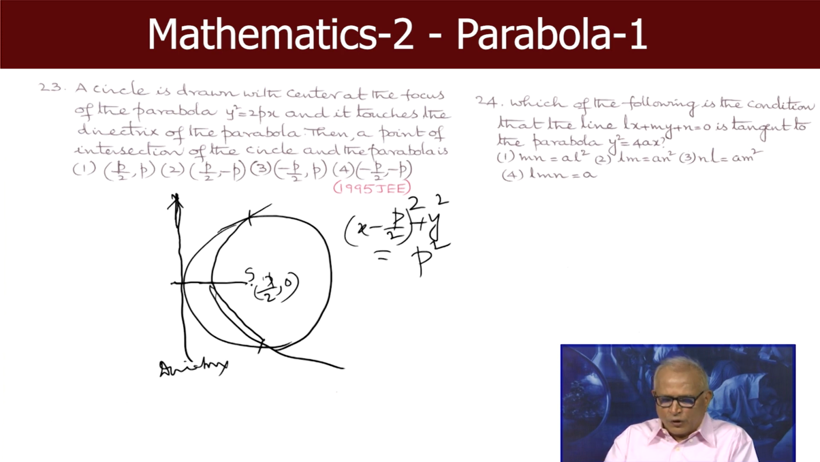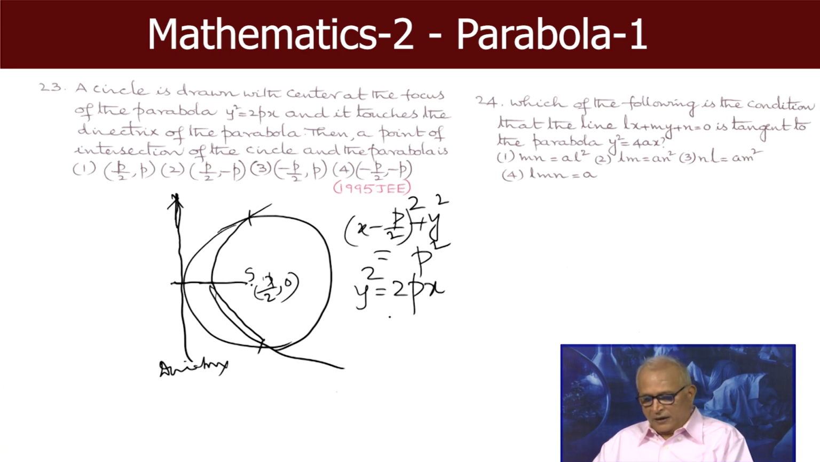And y square equal to 2px. What is the point of intersection of these two? This is the parabola and this is the circle. Point of intersection of these two, x is p by 2. When x is equal to p by 2, y square equal to p square. So x equal to p by 2 satisfies both these equations. When x equal to p by 2, y square equal to p square.